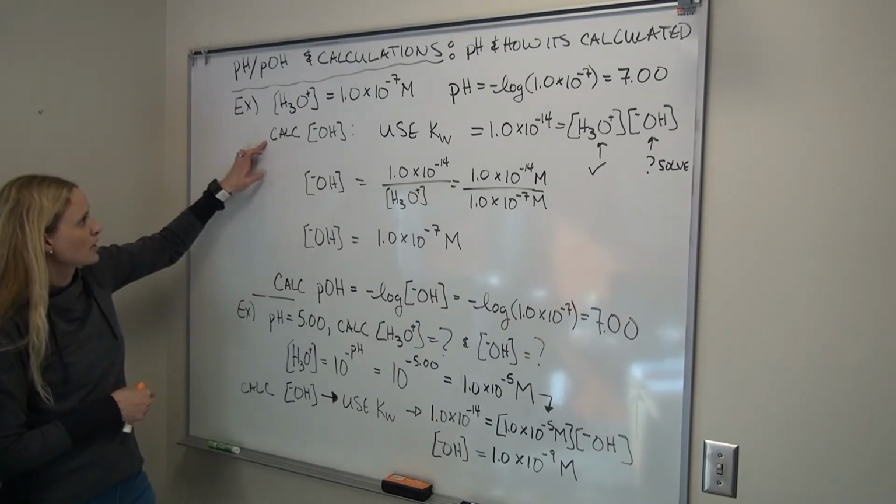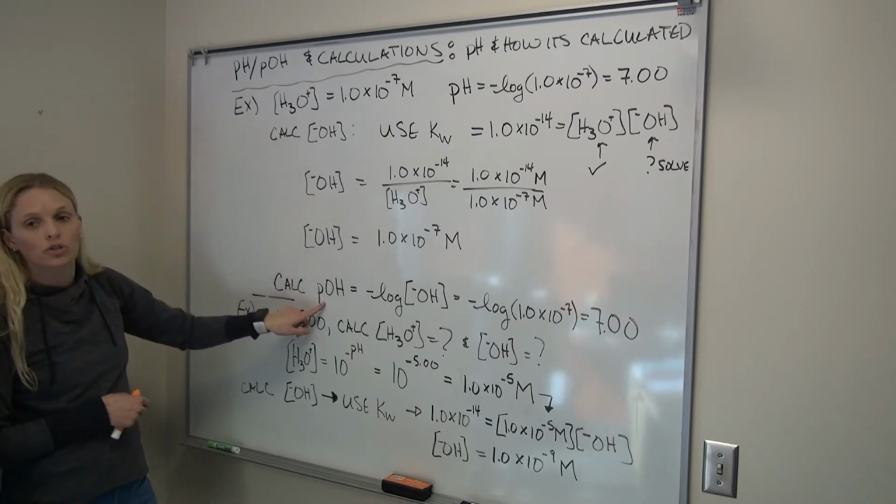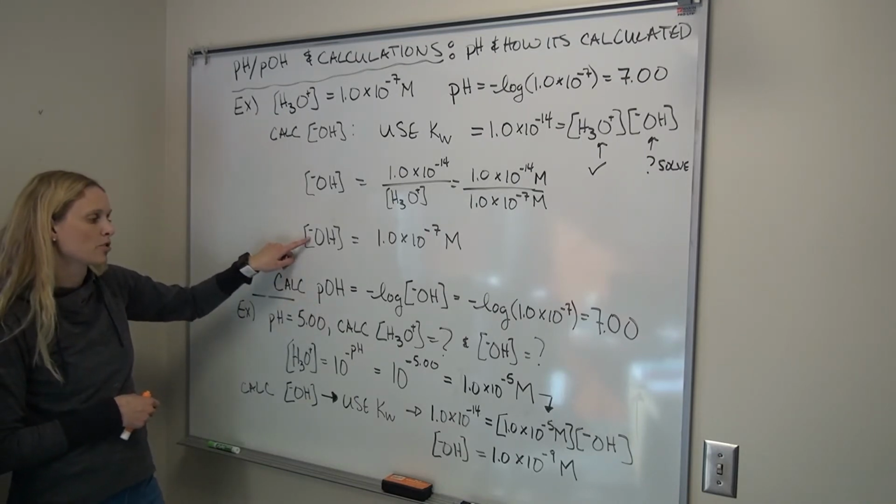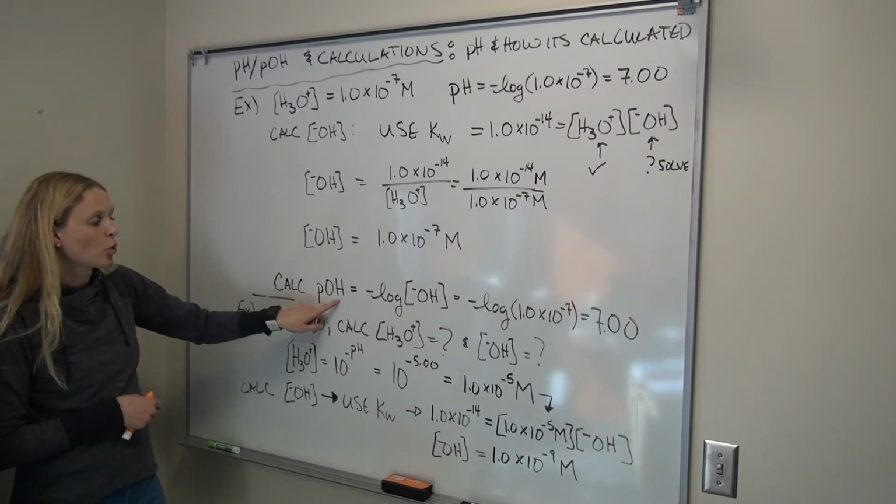The second part of the question says calculate the pOH. Right? So now that we have the hydroxide ion concentration, we can use the pOH equation.